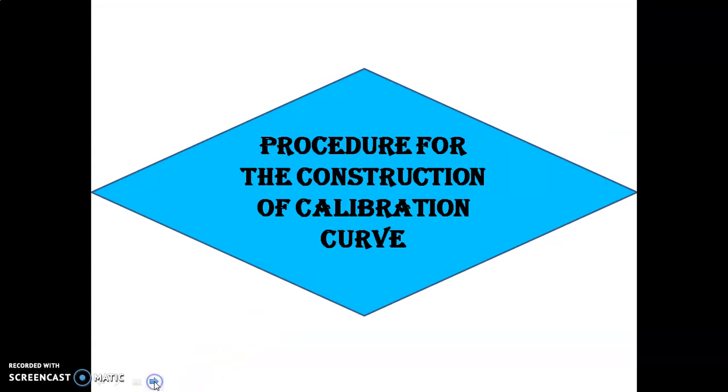Now, we have to see the procedure. There are two parts. The first part of the procedure is the procedure for the construction of the calibration curve, and the second part is the procedure for the preparation of the tablet solution. One by one, we are going to see the procedure. First, the procedure for the construction of the calibration curve.